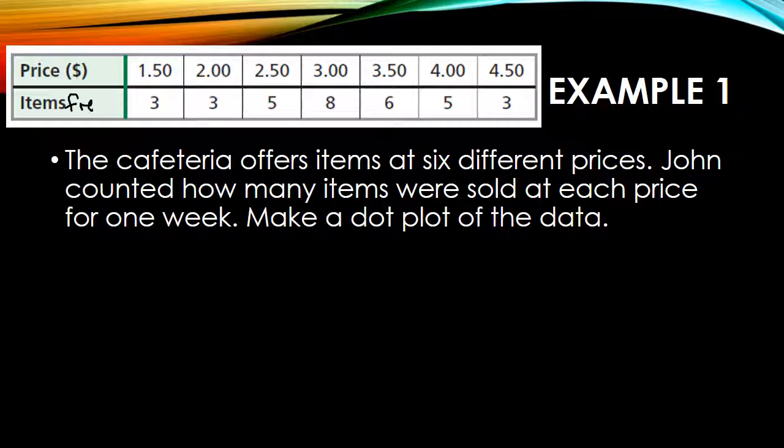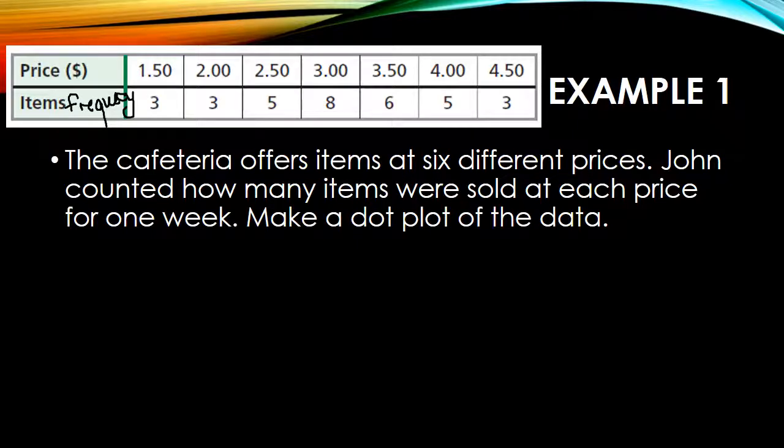So we have 3 items that are sold for $1.50 each, and we have 3 items that are sold for $2, 5 items that are sold for $2.50, 8 items for $3, 6 items for $3.50, 5 items for $4, and 3 items for $4.50.